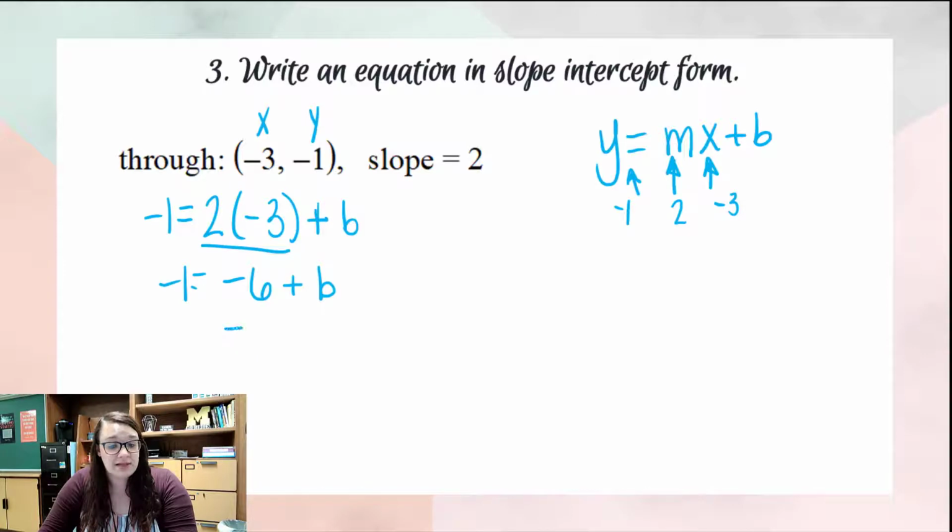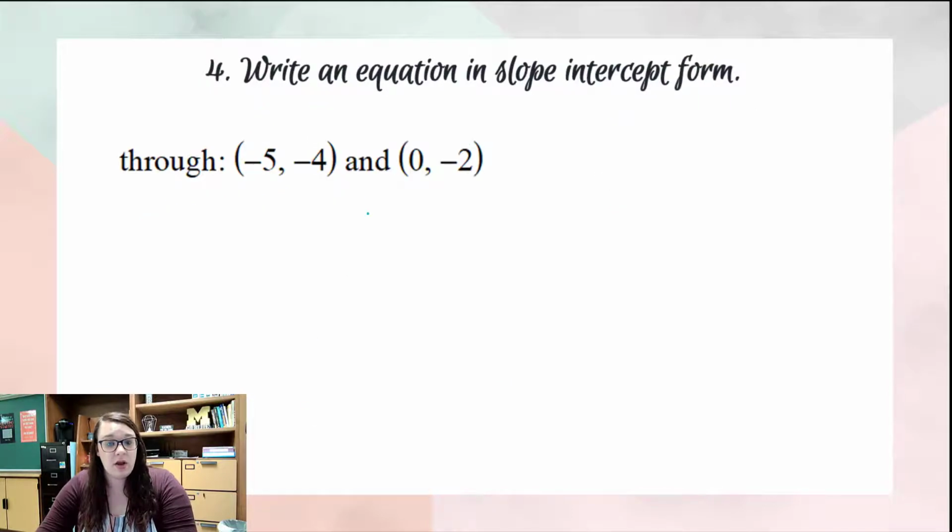And then I can add 6 to both sides in order to cancel it. Negative 1 plus 6 is 5. So now I have my b. I've got, as a final answer, y equals mx, they told me slope already, plus b, the 5 we just found. Another one here, number 4, we've got 2 points given to us.